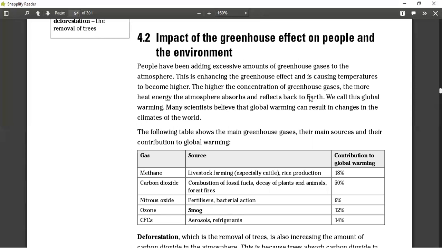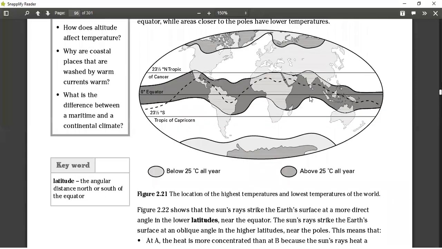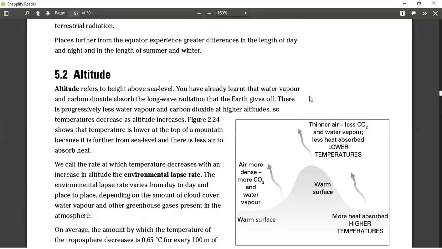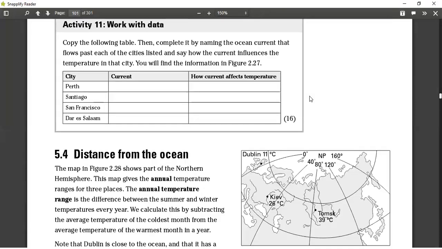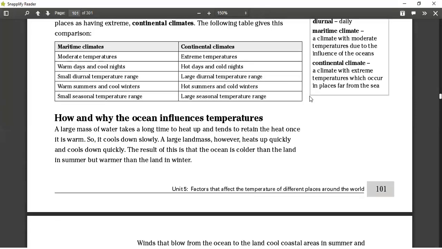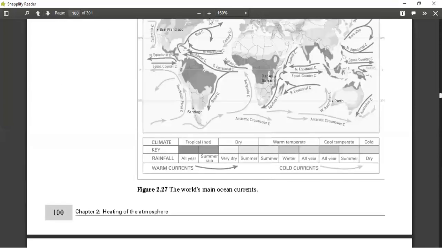Just go back quickly. Sorry, I lost the page. I will go back there quickly. Should be up to 87. So page 80.